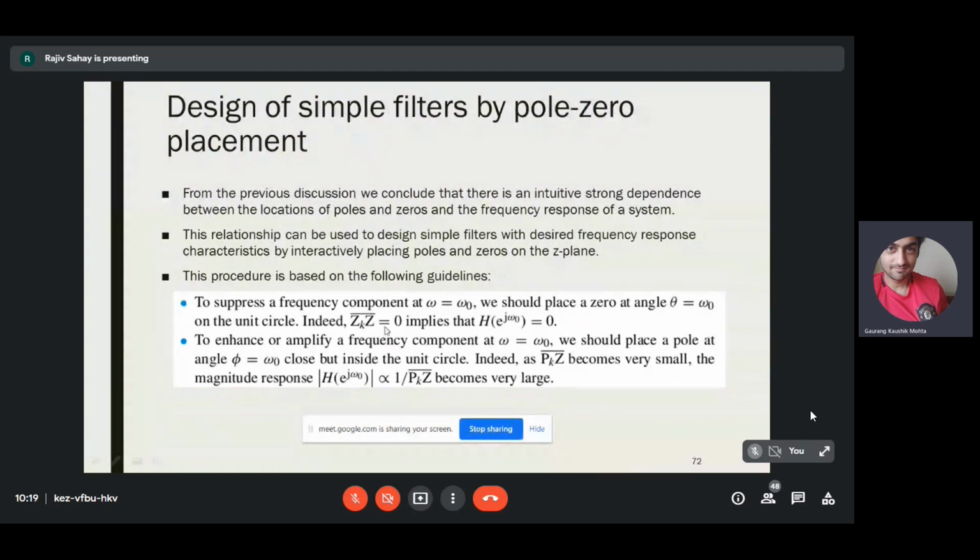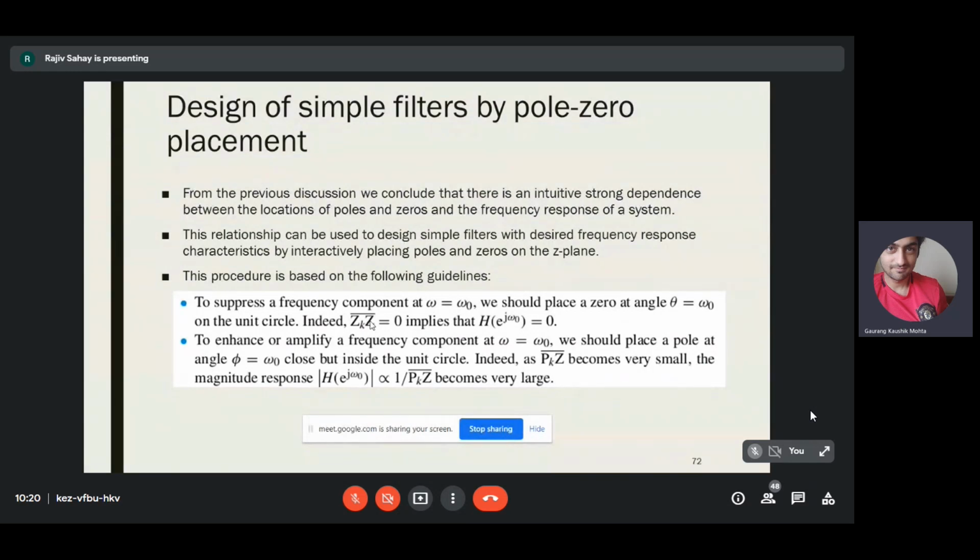If the zero is on the unit circle, then the vector zk to z will be of zero length, because zk is the point where the zero lies, on the unit circle, and z is also a point on the unit circle. So zk minus z becomes equal to zero, and the length of the vector becomes zero. That implies that the frequency response at that particular frequency is equal to zero. So you can remove a particular frequency. That is the philosophy of a notch filter. Designing notch filters with zeros placed at appropriate locations is something that we will look at.